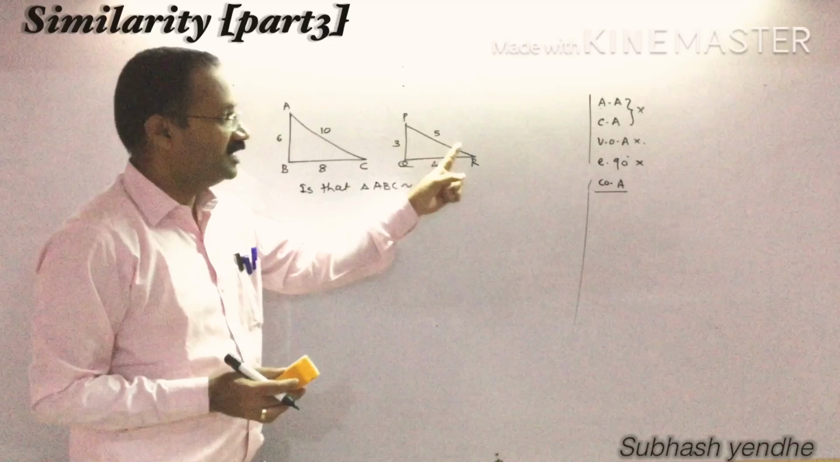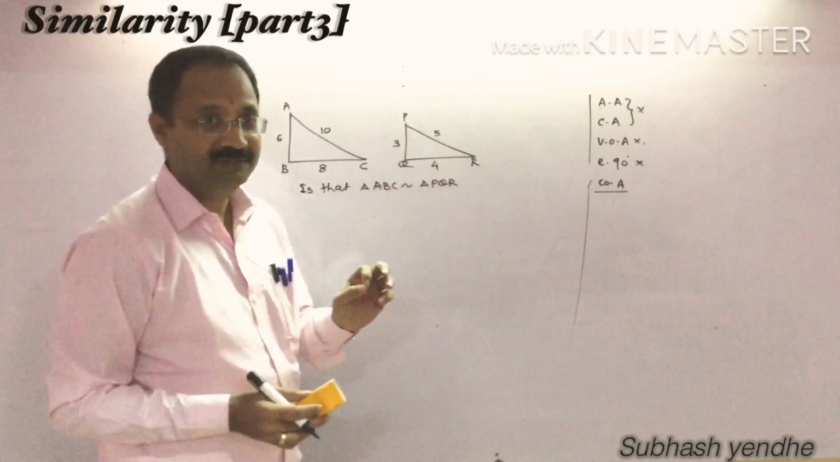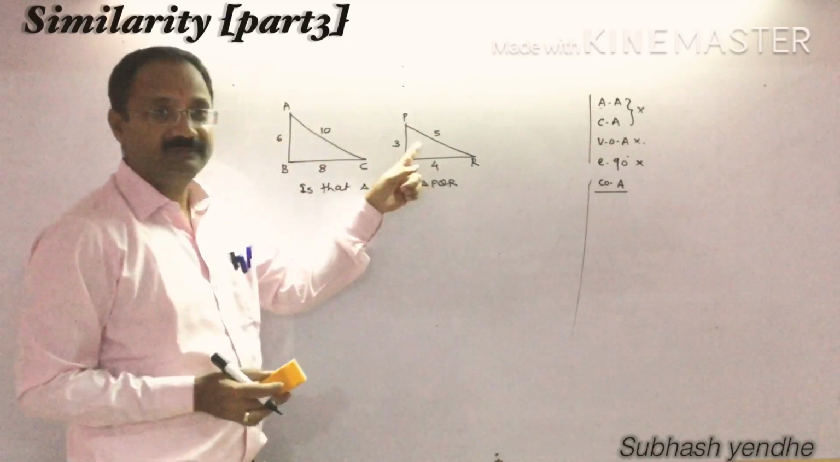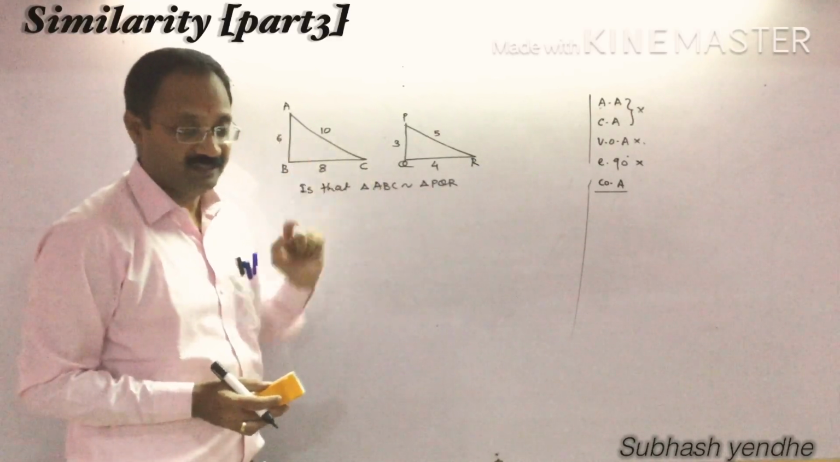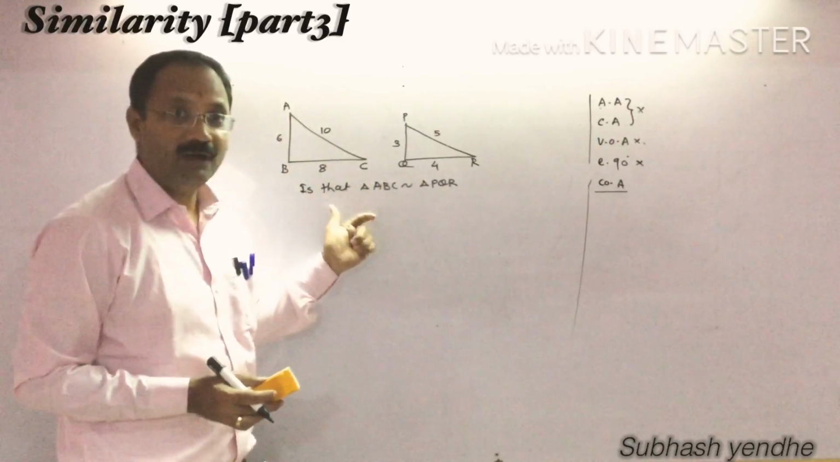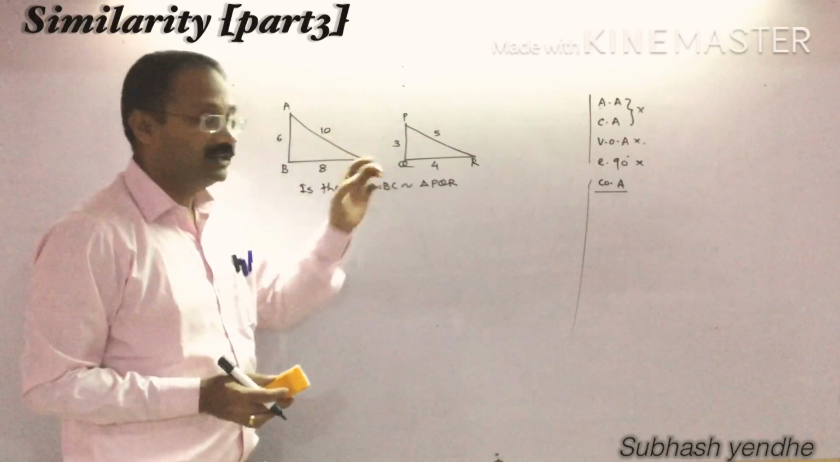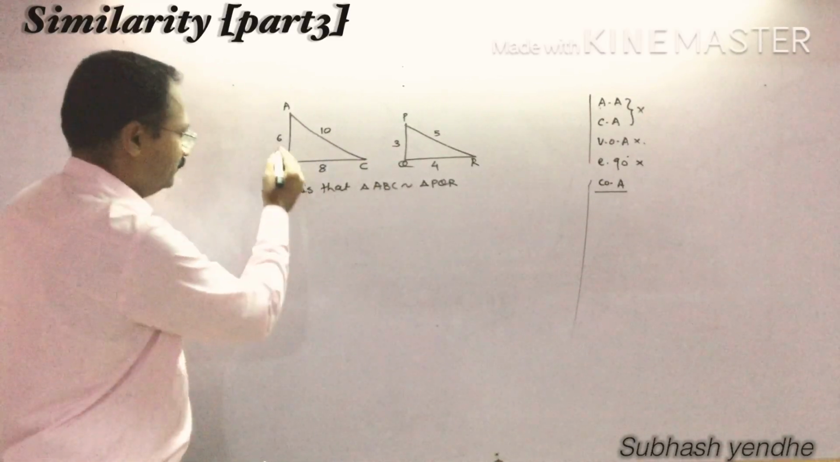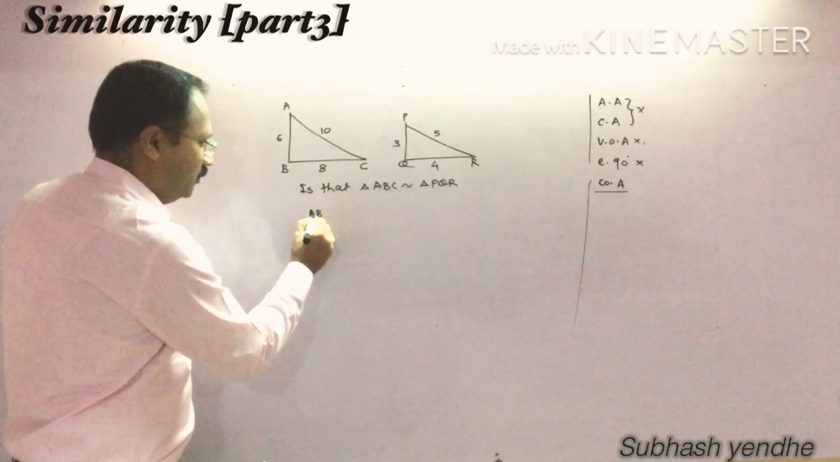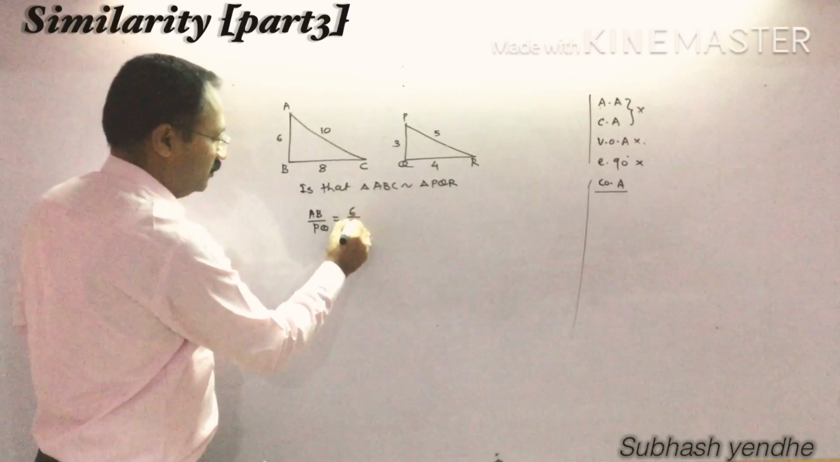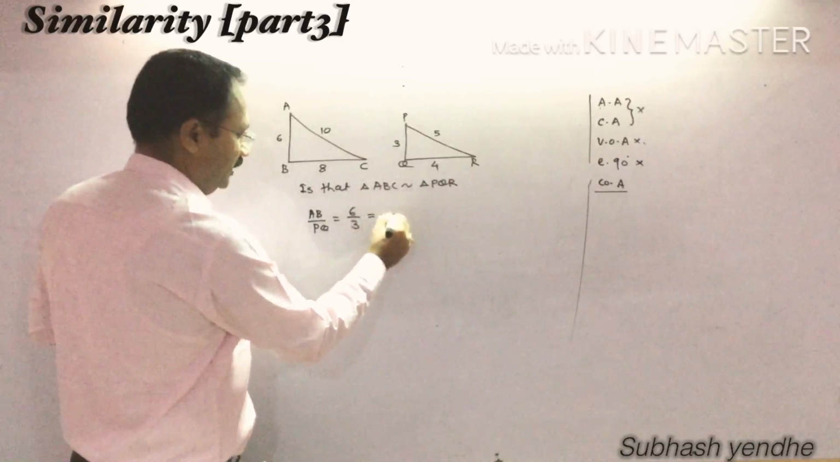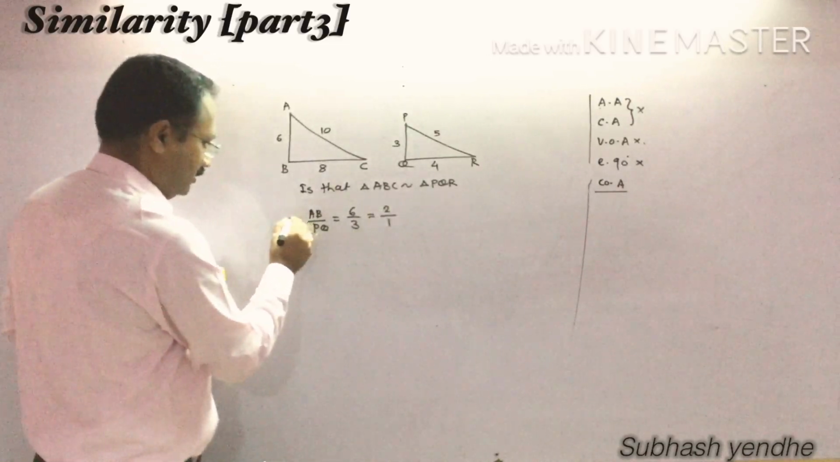All three sides are given. It means these two triangles will be similar by SSS test. For that, you have to show that sides are in proportion. So let's see. AB upon PQ equals 6 upon 3. So 3 ones are 3, 3 twos are 6.